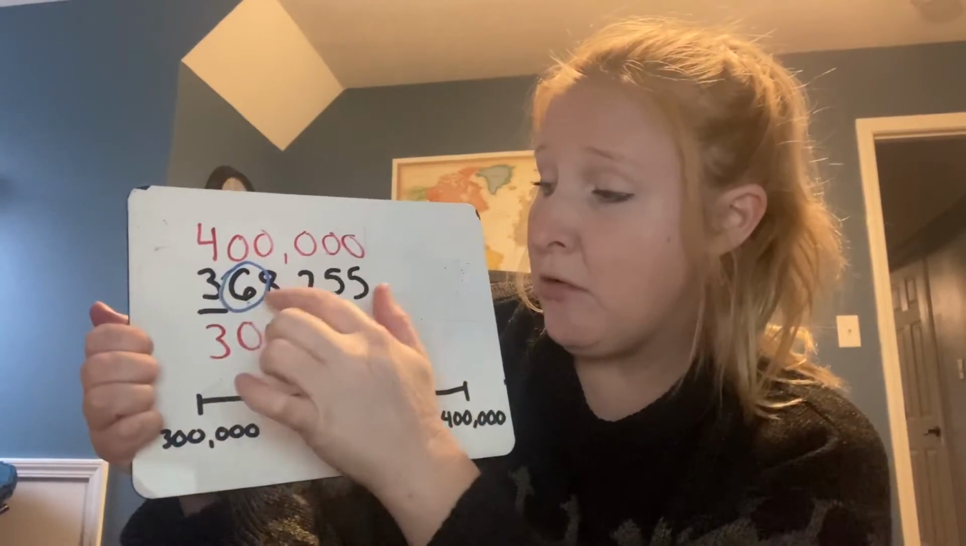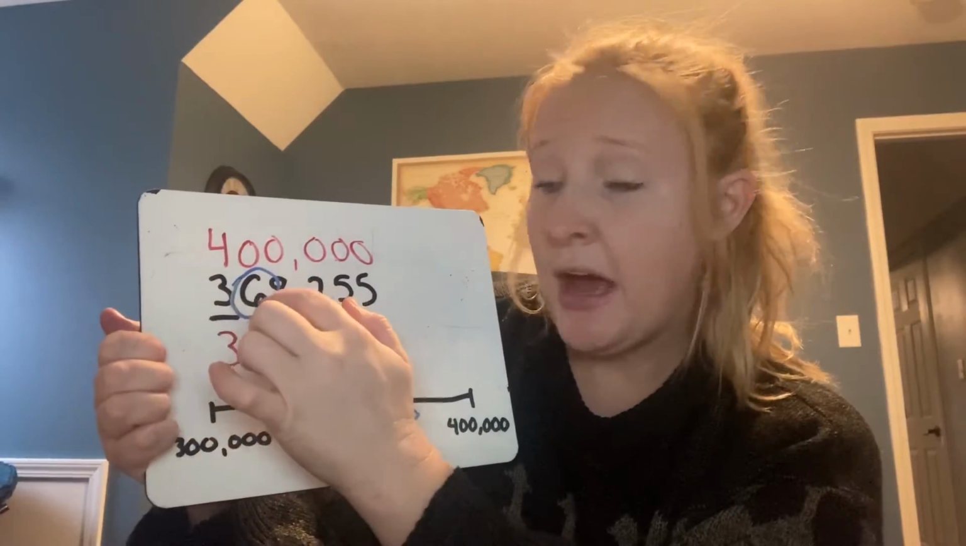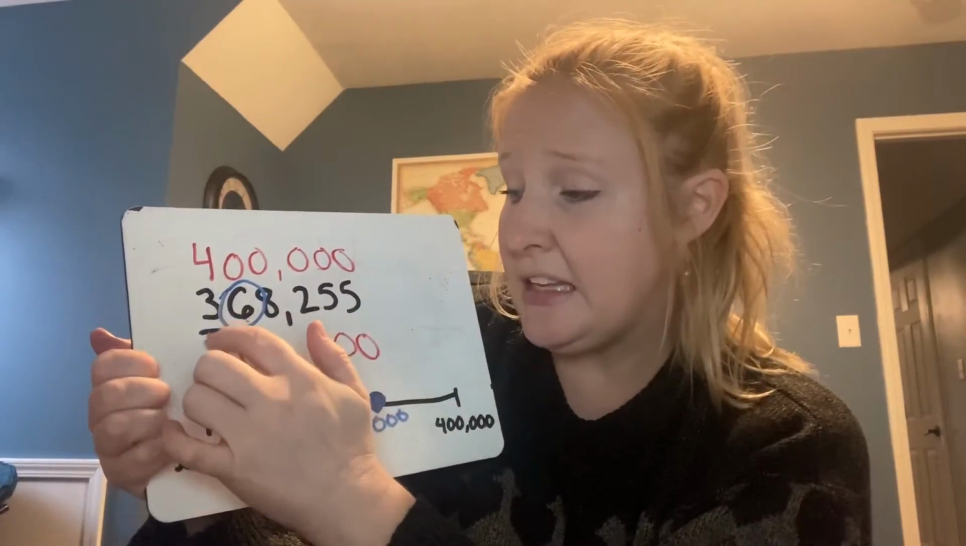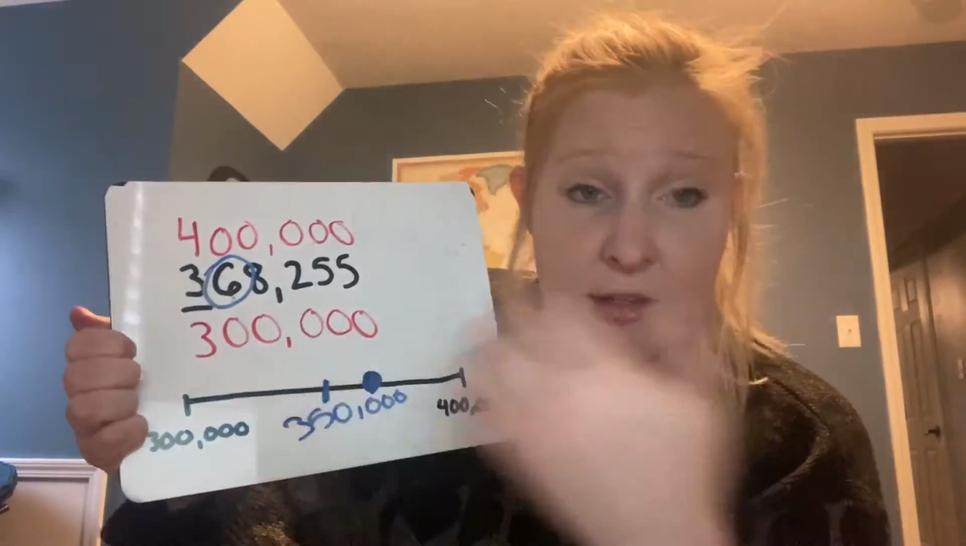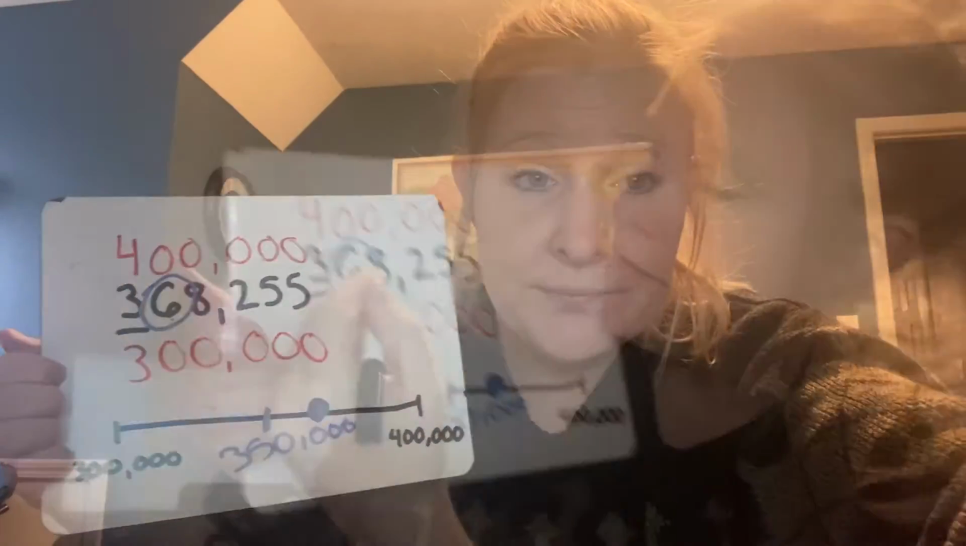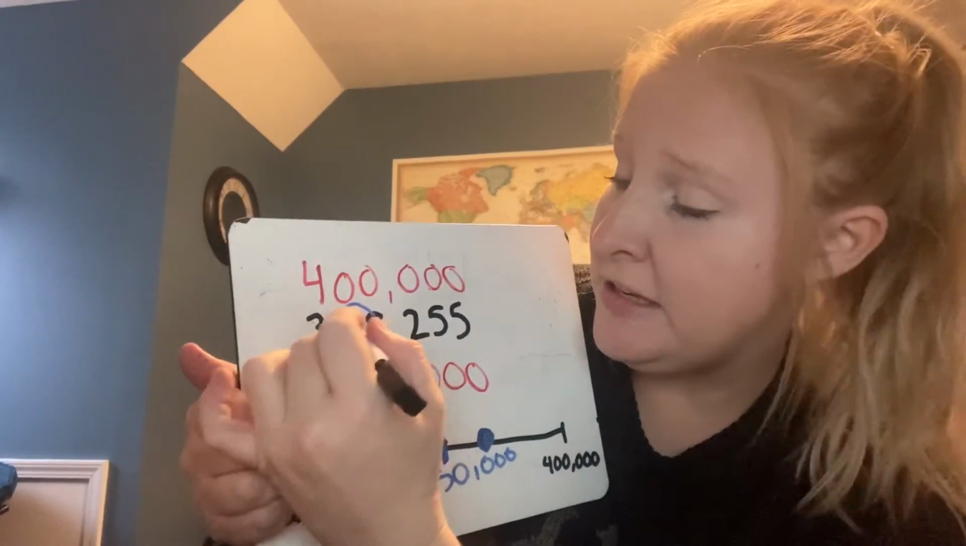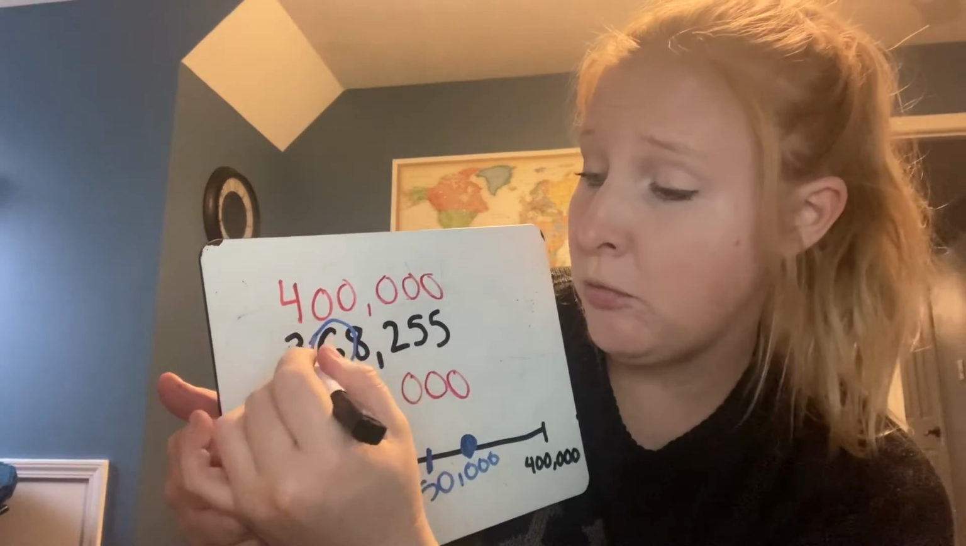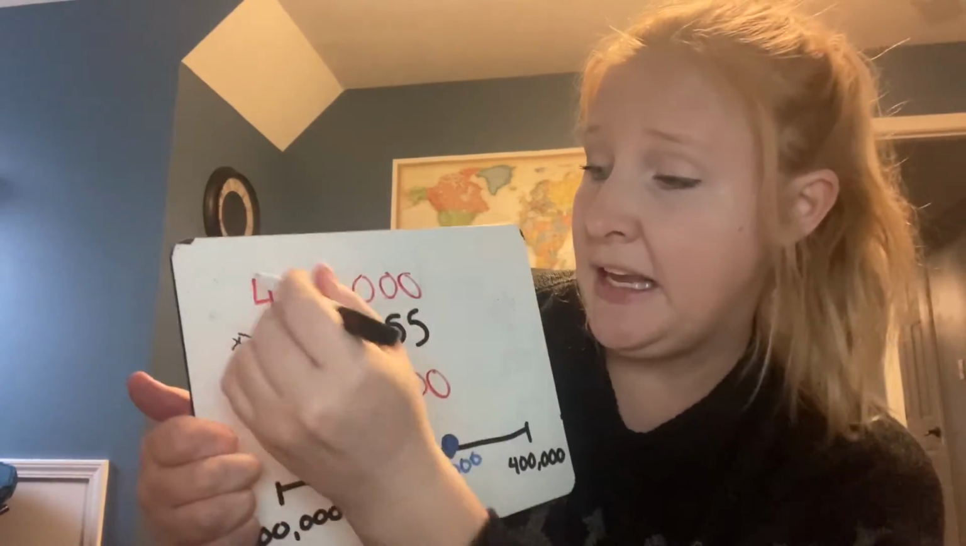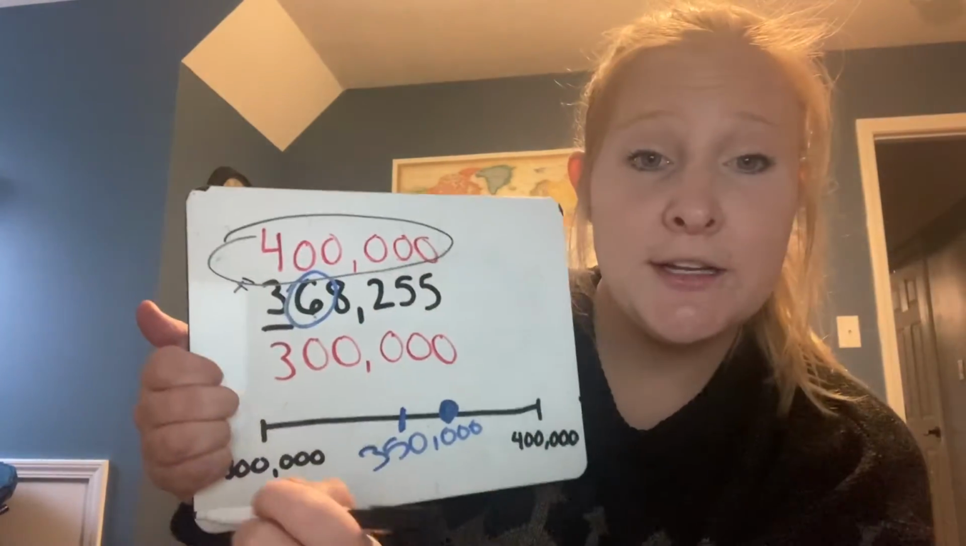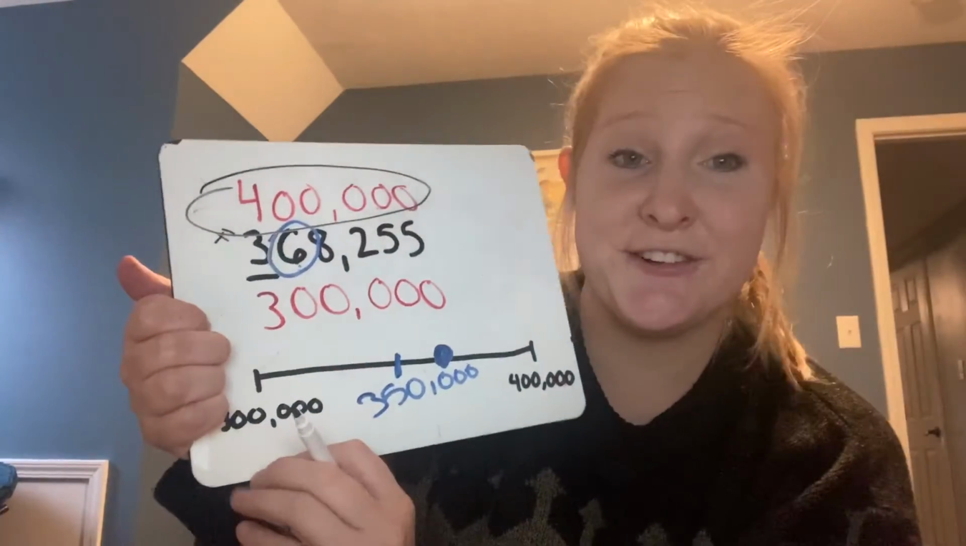So if I'm adding 1 more to the 6, I'm not adding it to the 6 itself, I'm adding it to my underlined digit, the place value that I'm rounding to. So if I'm adding 1 more to my 3, I'm going to get 4, bringing my approximate answer to 400,000. There were approximately 400,000 people at the concert last night.